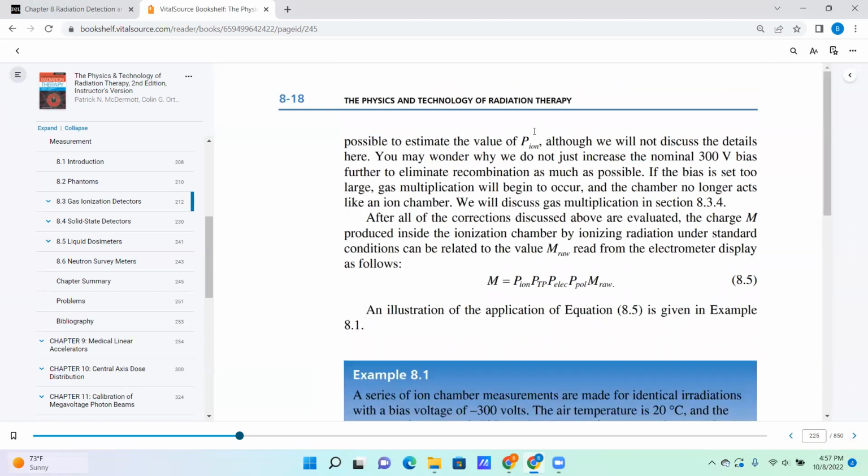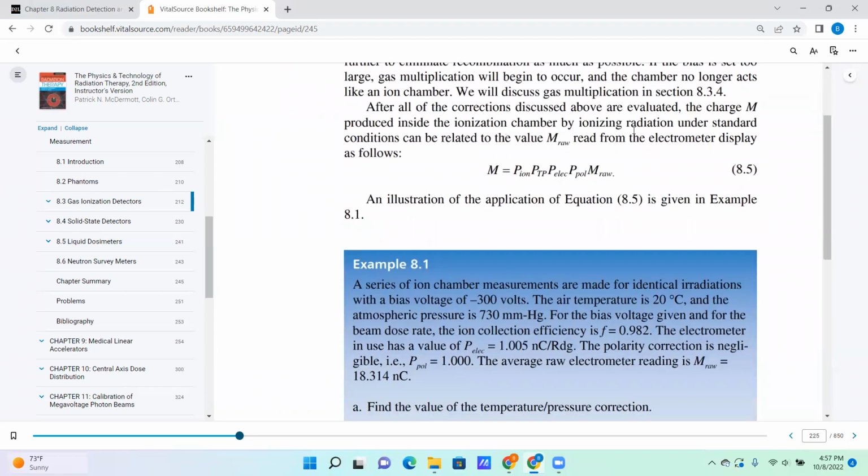It's possible to estimate this value, although we don't go through that and discuss it here. You may wonder why we don't just increase the nominal 300 volt bias further to eliminate recombination as much as possible. If the bias is set too large, gas multiplication will begin to occur, and the chamber no longer acts as an ion chamber.